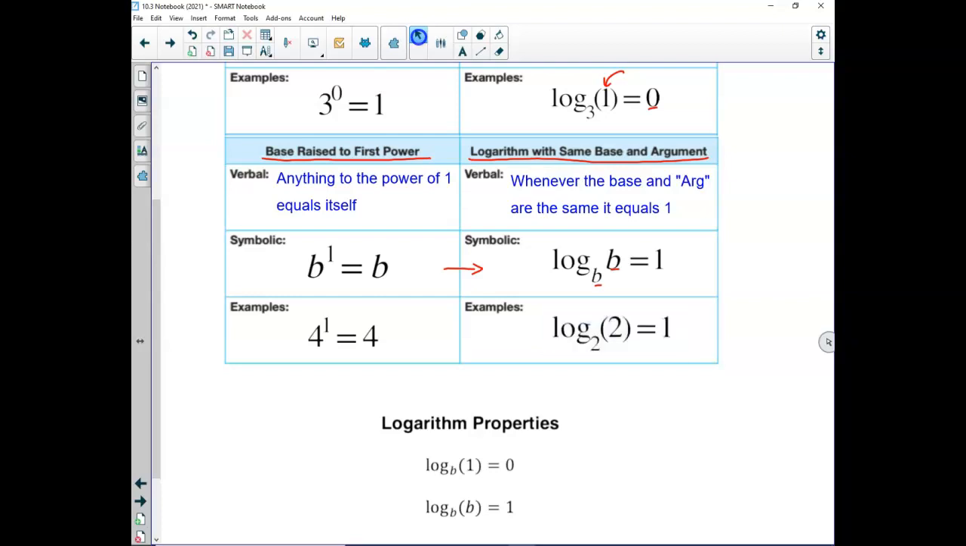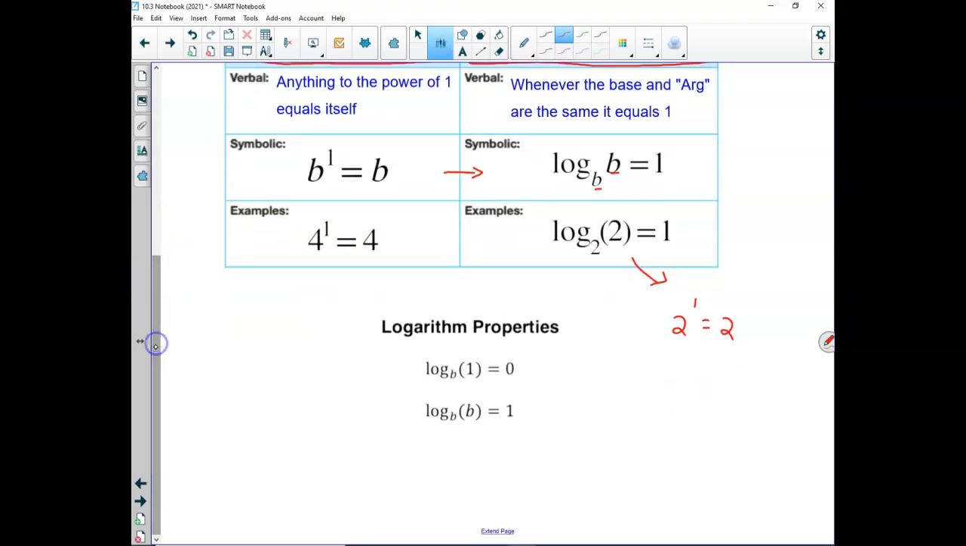Example, well, there's an infinite number. I just put log base 2 of 2 equals 1. Why? If you ask why, you change the form. That's because 2 to the first power equals 2. So these are two very important properties of logarithms.